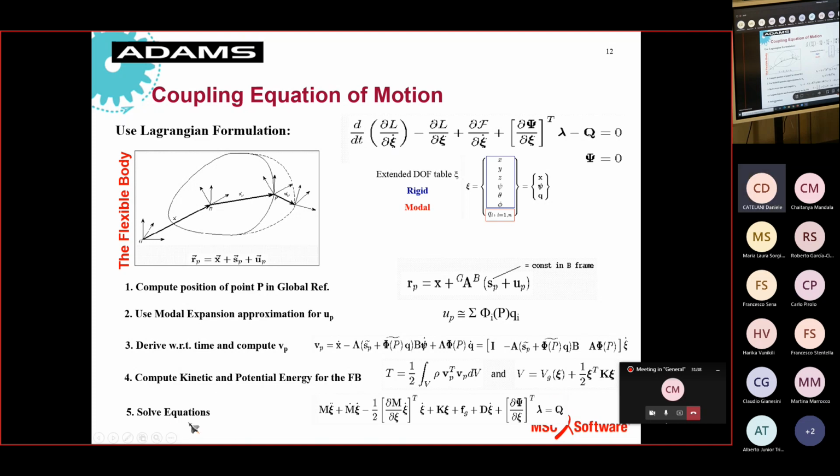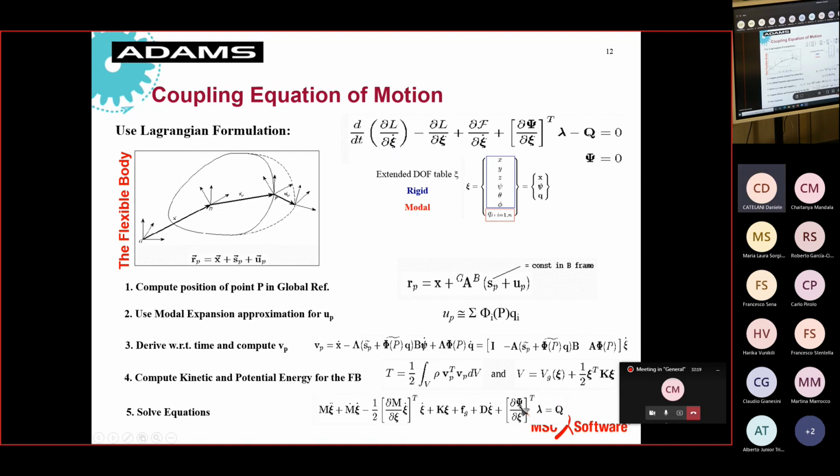It means that if we look at the equation of motion, and this is the equation of motion, we have the mass matrix multiplied by the second derivative of the coordinates, as we have in the rigid body formulation. We have the derivative of the coordinates multiplied by the damping matrix, as we have in the rigid mechanism. We have the stiffness matrix multiplied by the coordinates, as we have in a discretized rigid body system.